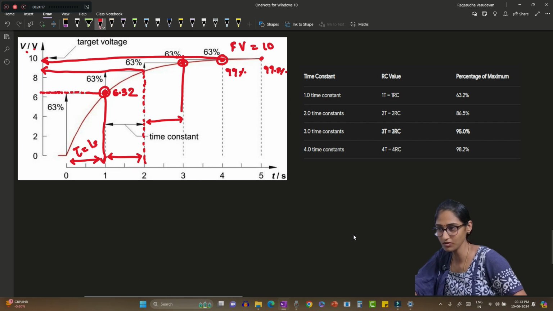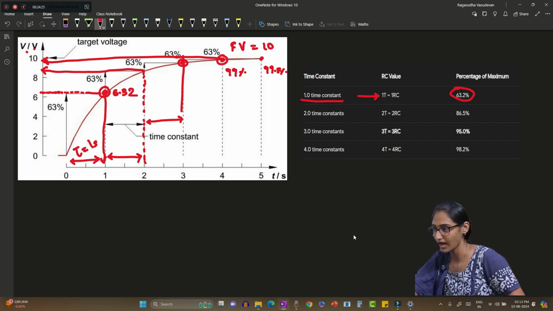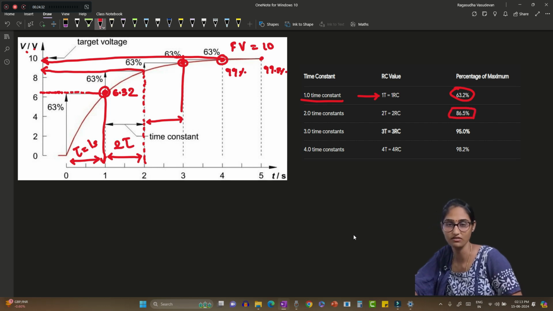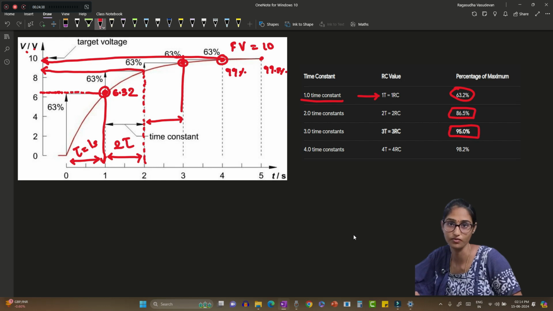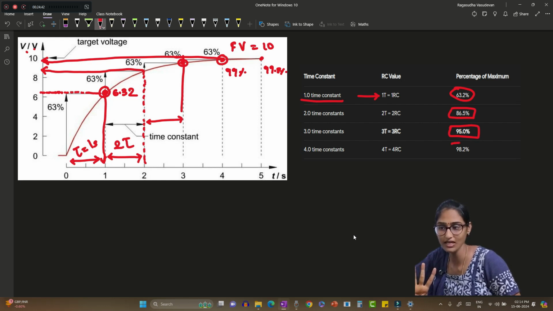At one time constant, the percentage of maximum is 63.2% of the maximum. At 2 time constants, this will be 86.5% of the steady state value. At 3 time constants, it's going to be 95% of the final value. At 4 time constants, it is going to be 98.2% of the final value.